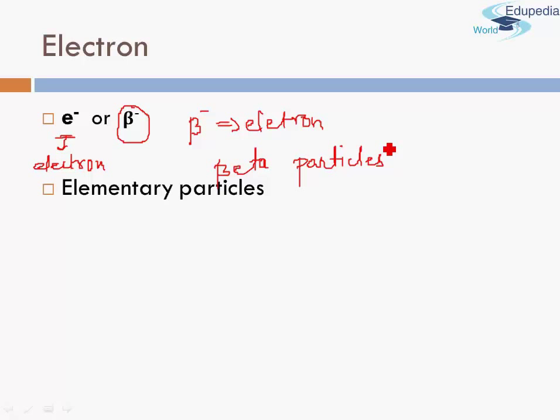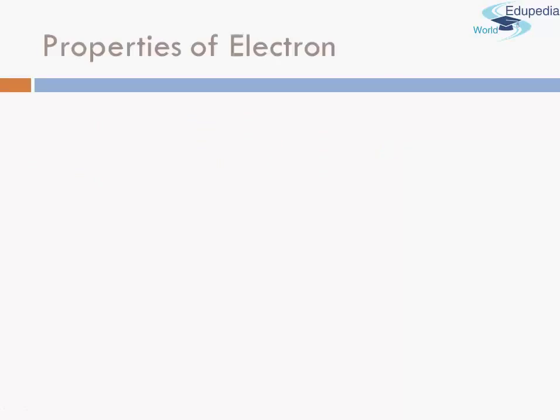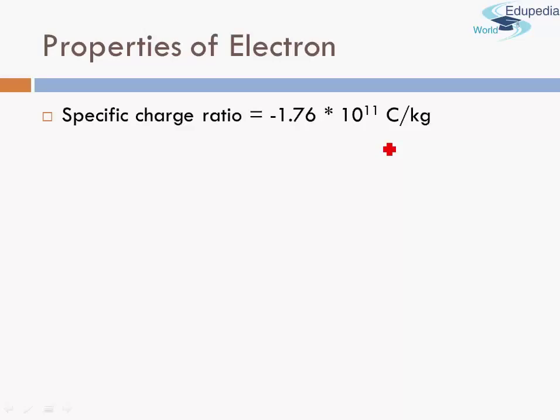Let's go on to some further important properties of the electron. The first property that you need to know is their specific charge ratio. This is what Thomson calculated, and it is represented in symbolic terms as e by m. e is often used as a symbol for charge, so when I write e minus, I mean electron. But e means charge and m is mass, so the e by m ratio is called the specific charge ratio.